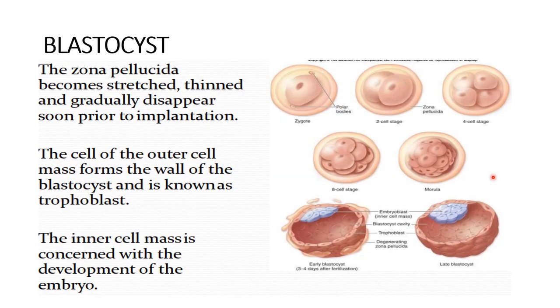Once the blastocyst is formed, we are going to have the zona pellucida becoming stretched and thin until it finally disappears, and this is usually prior to implantation. And then the cells are going to be in two groups. Here we have the inner cell mass, and then we have the outer cell mass. The inner cell mass is going to develop later into the embryo, and then the outer cell mass is known as the trophoblast.